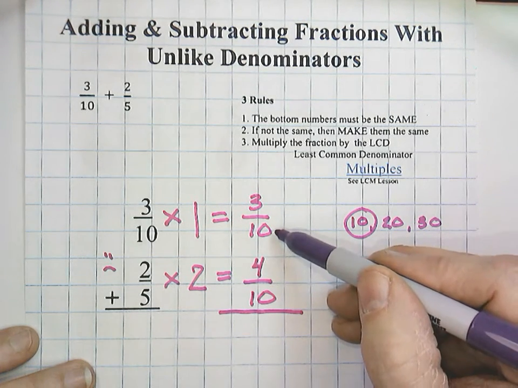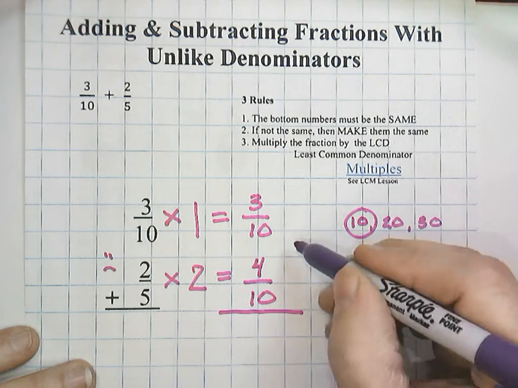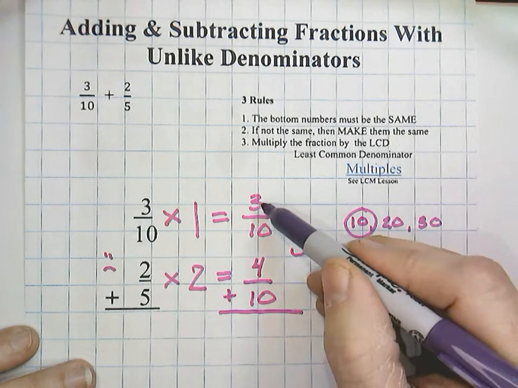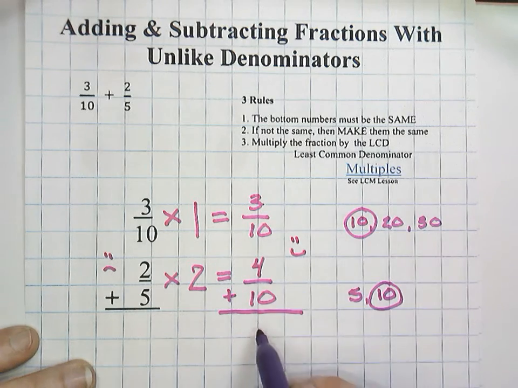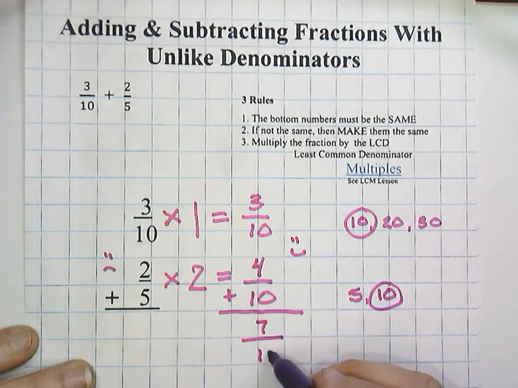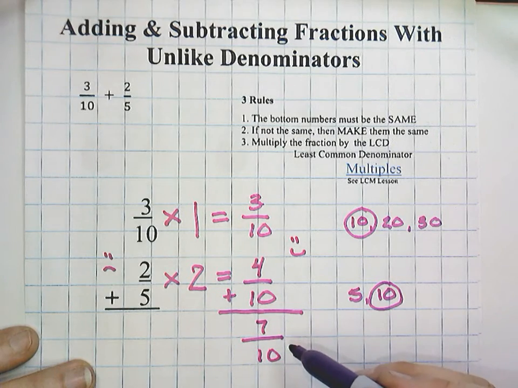Notice now that on the bottom is 10 and 10, so in other words, we're good to go, and now I can add my fraction. 3 plus 4 is 7, and then the tenths remain the same. So my answer would be 7/10.